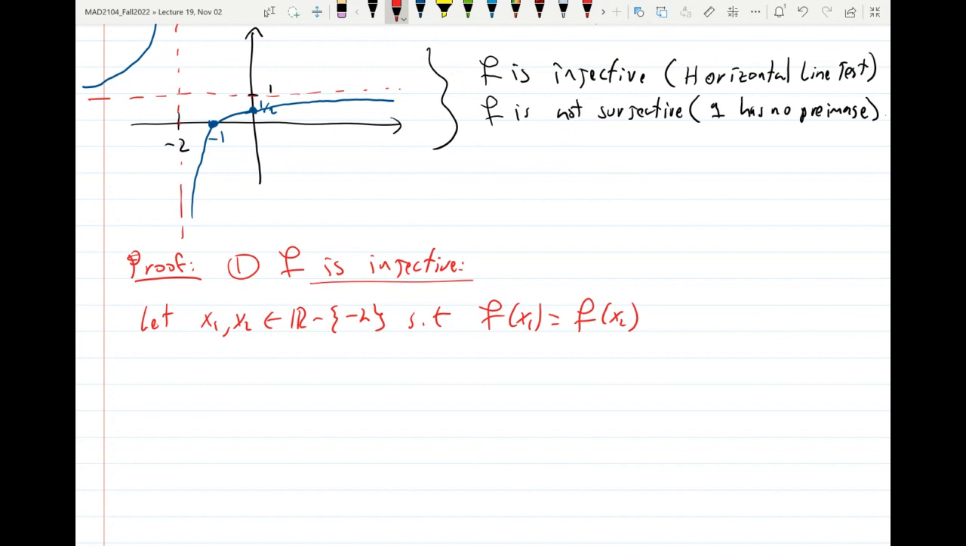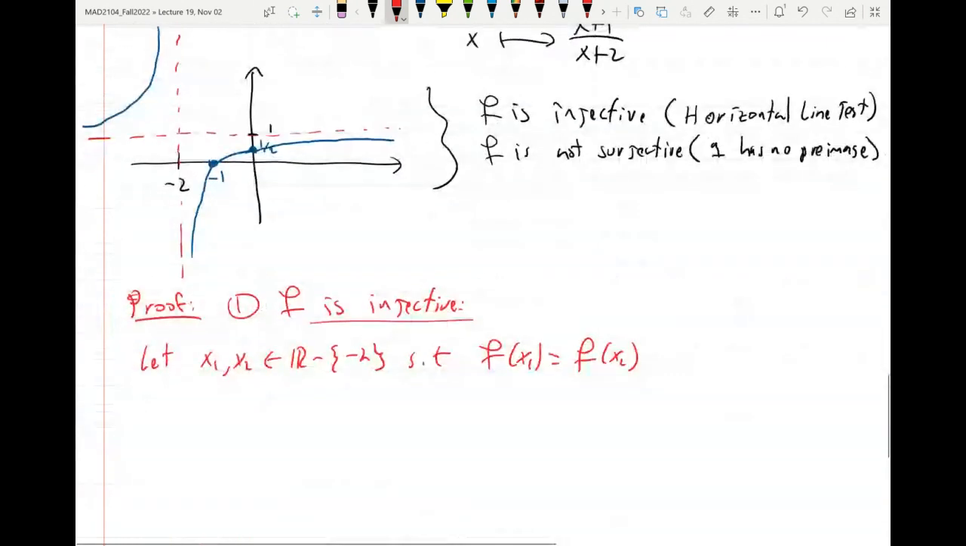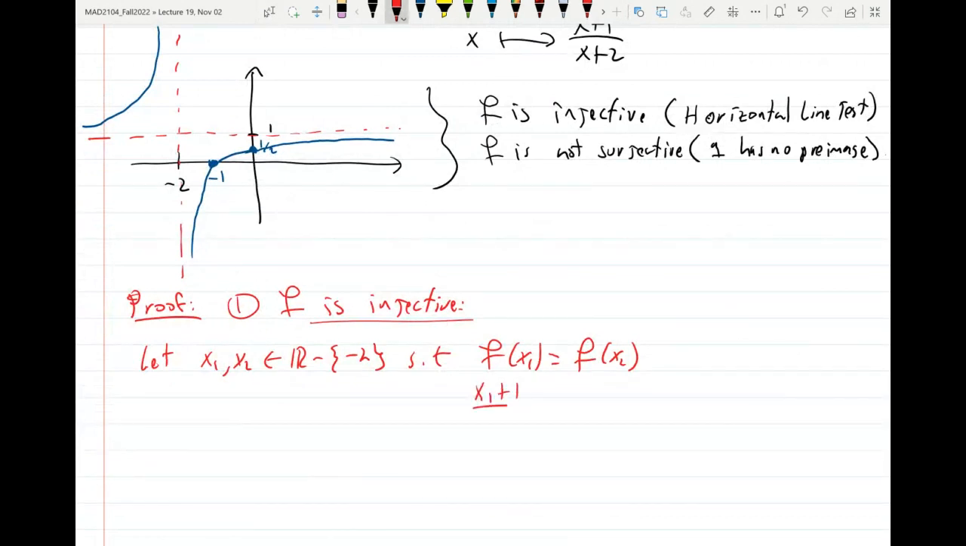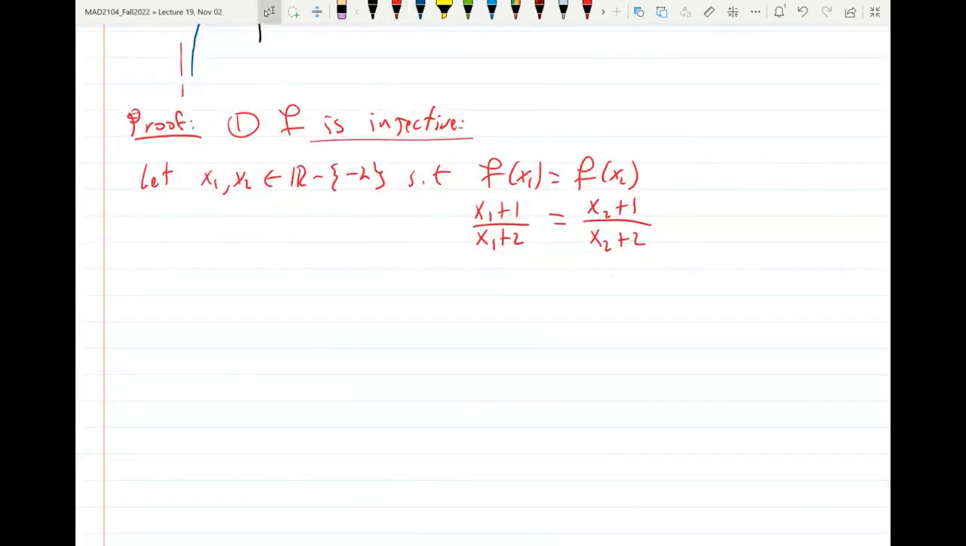We're just going to do algebra now. So what's f of x1? That's x1 plus 1 over x1 plus 2, and this is x2 plus 1 over x2 plus 2. And now the algebra is a little bit more interesting than the one before, but still. So cross multiply.